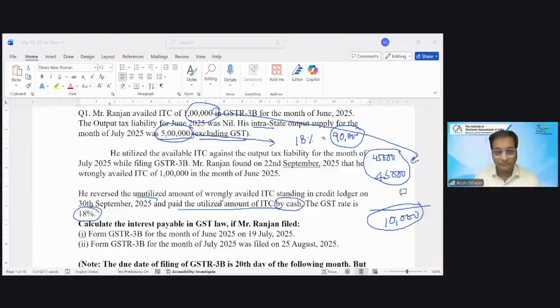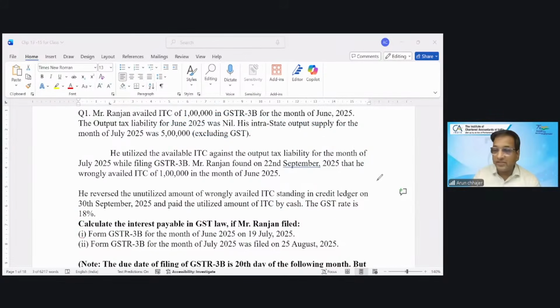Okay. So I can say he will reverse 1 lakh rupees. Then of the 1 lakh rupees, 10,000 he will reverse using the ITC which is available in the credit ledger, and 90,000 he will pay in cash online through challan. Now what we need to do? We need to calculate the interest payable.